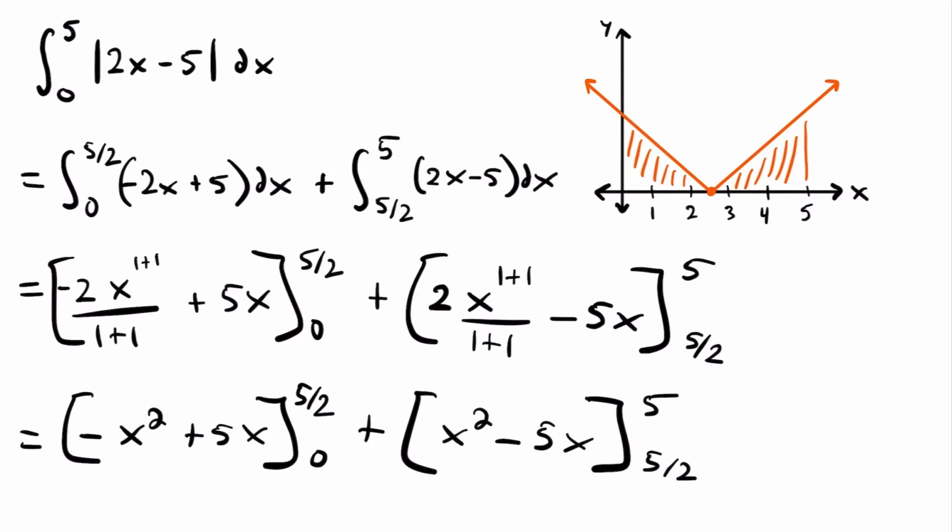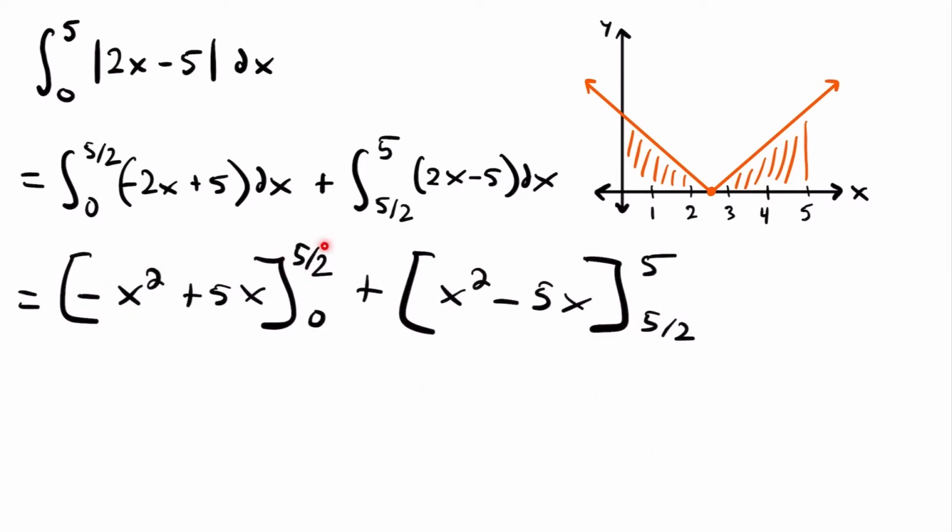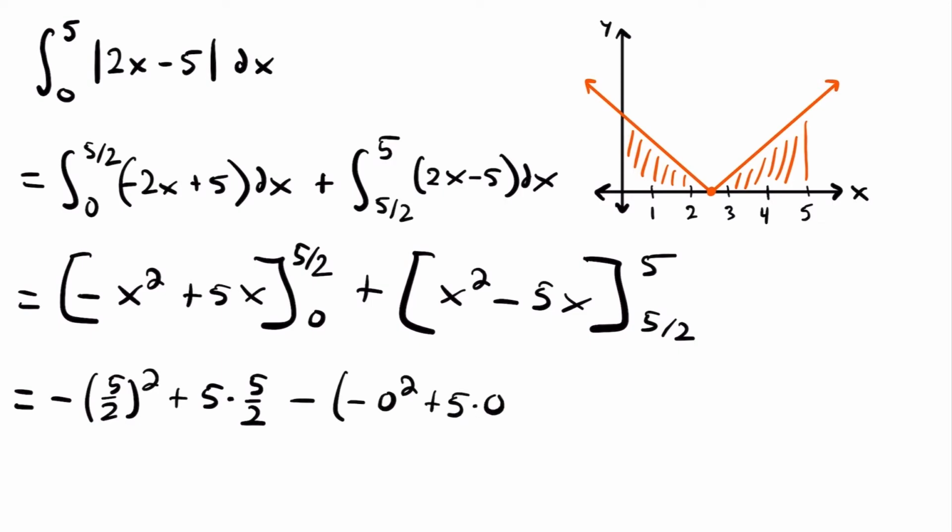All right, and so if we clean up our work here, we can plug in our upper bound into this function, and then subtract plugging in our lower bound into the function, and we'll do the same thing for this evaluation as well. And so we'll have that this is equal to negative 5 halves squared plus 5 times 5 halves minus negative 0 squared plus 5 times 0.